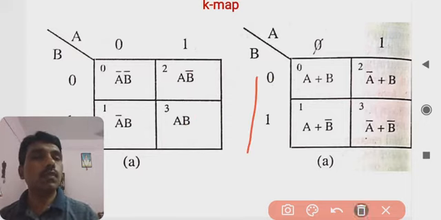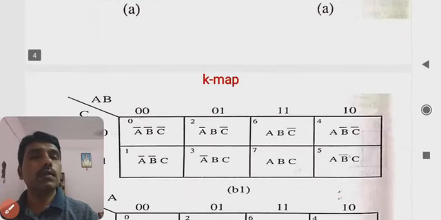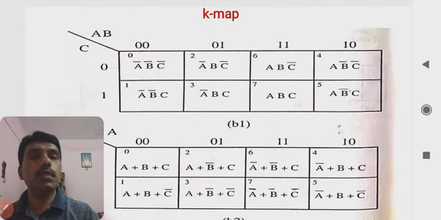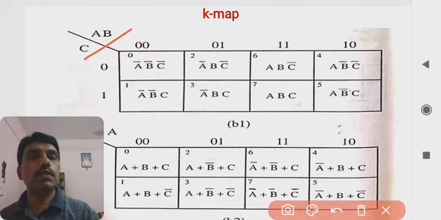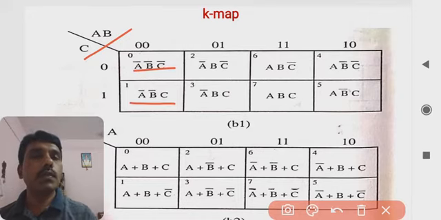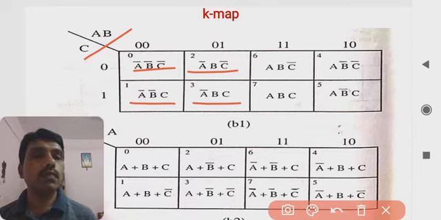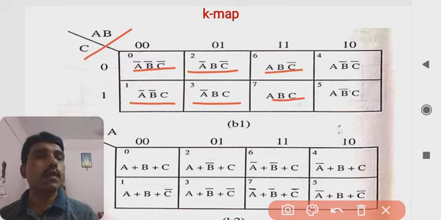Again, going to the next part, that is the K map for 3 variables, it is also given in this fashion: 0 0 0 is A complement B complement C complement, 0 0 1 is A complement B complement C, 0 1 0 is A complement B C complement, 0 1 1 is A complement B C, 1 1 0 is A B C complement, 1 1 1 is A B C, 1 0 0 is A B complement C complement, and 1 0 1 is A B complement C.